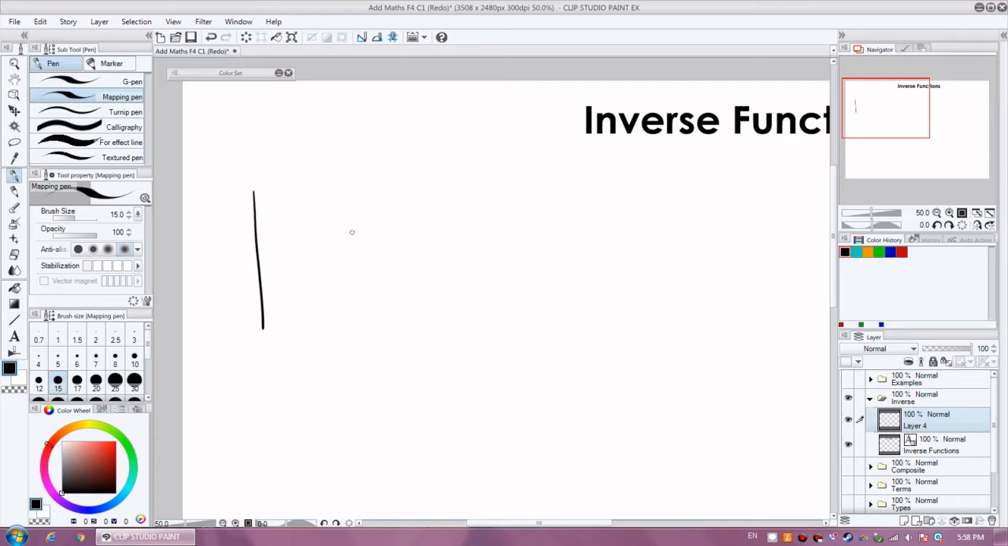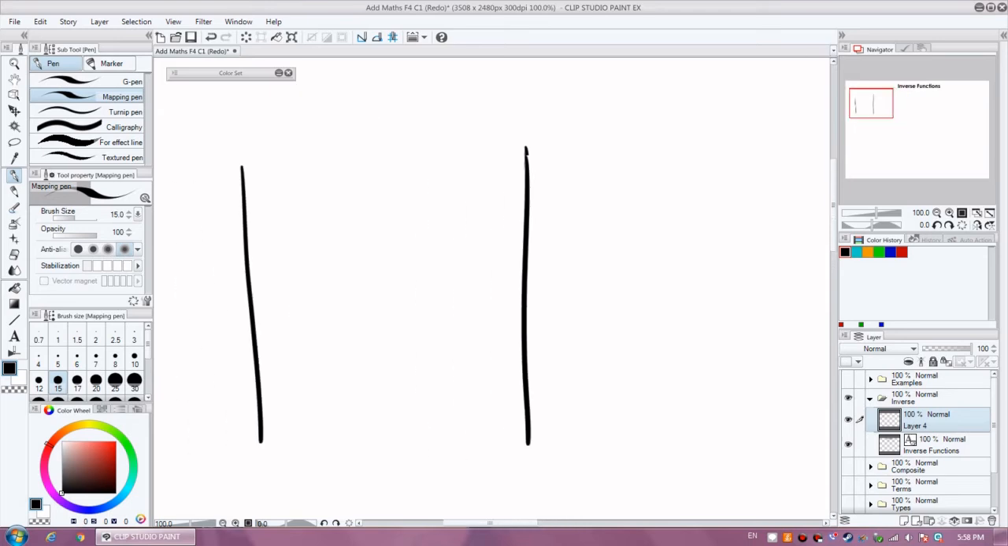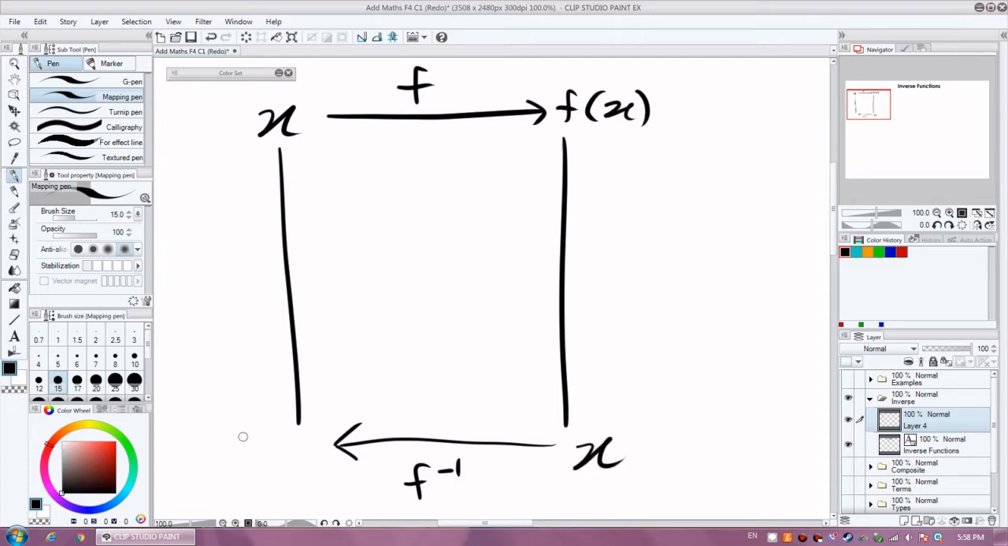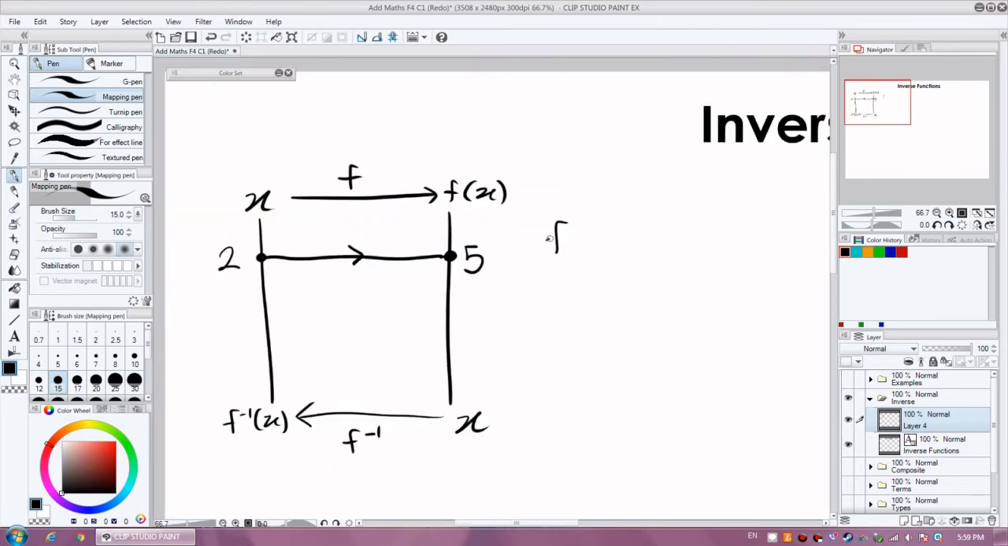So if I were to draw it out as an arrow diagram to show what it actually looks like, let's say x goes to f(x), then f(x) goes back to x through the inverse function. I'll just draw a simple one. Let's say 2 to 5, and over here I'll write f(x) equals x plus 3, because 2 plus 3 equals 5.